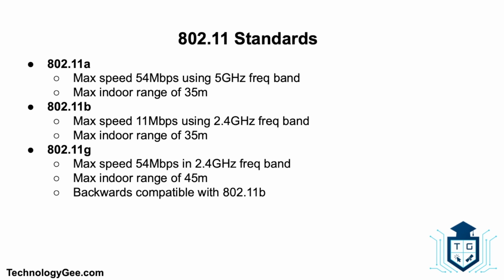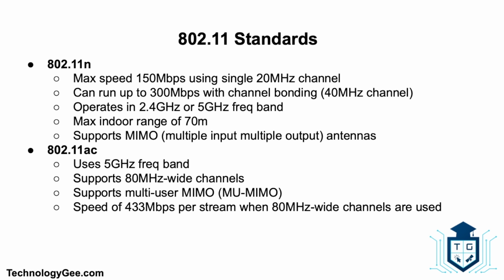Then we have the 802.11g that has a maximum speed of 54 megabits per second operating in the 2.4 gigahertz frequency band with a maximum indoor range of 45 meters, and it is backwards compatible with the 802.11b standard. Then we have the 802.11n standard. This has a maximum speed of 150 megabits per second when using a single 20 megahertz channel, or it can run up to 300 megabits per second with channel bonding or 40 megahertz channels.